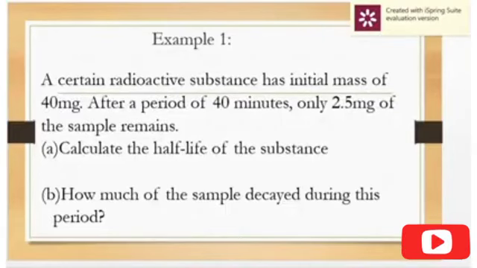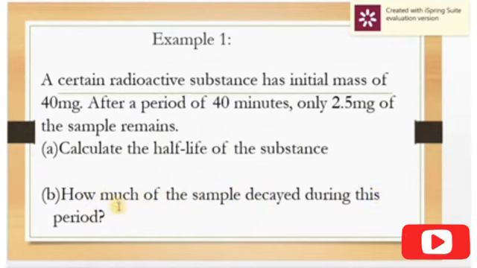So let us quickly go into an example. Example 1. In this example, we are told a certain radioactive substance has an initial mass of 40 milligrams. After a period of 40 minutes, only 2.5 milligrams of the sample remains. The first question A is calculate the half-life of the substance. The second question B is how much of the sample decayed during this period.